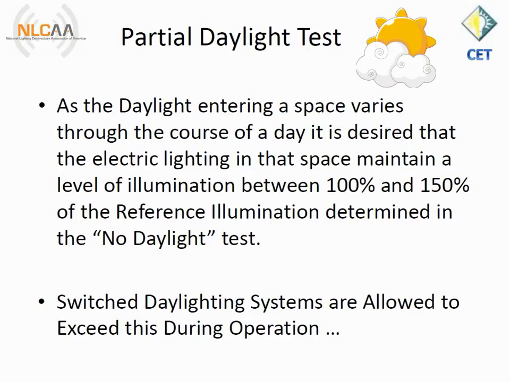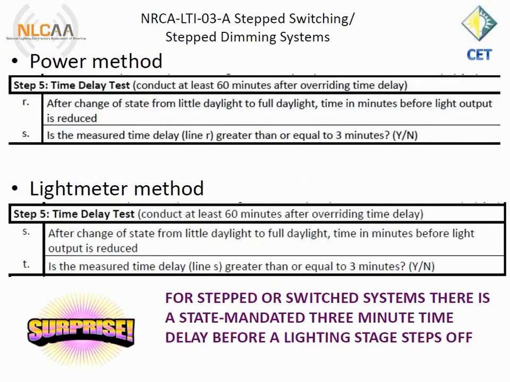In a daylighting system with continuously dimmed output, the combined illuminance in a daylit area should track between 100% and 150% of the reference illuminance taken during the no daylight test. For a stepped or switched system, this test is made at the points where a stage of light just snaps off or shuts off. For a stepped or switched output system, there is a requirement that there is a minimum 3-minute time delay between the point where the set point for a stage of lights is exceeded and when that stage steps down or switches off.